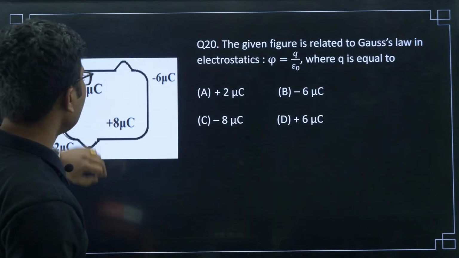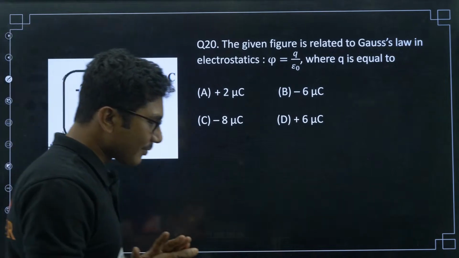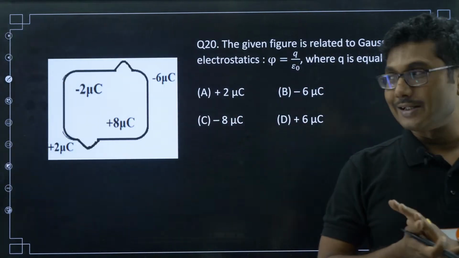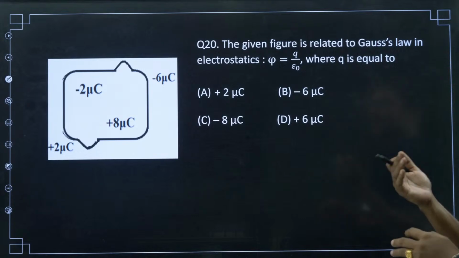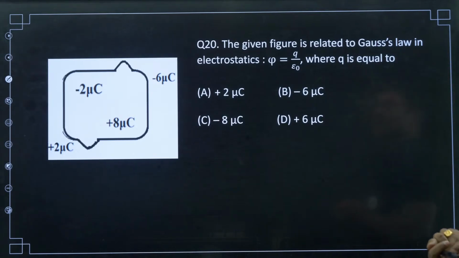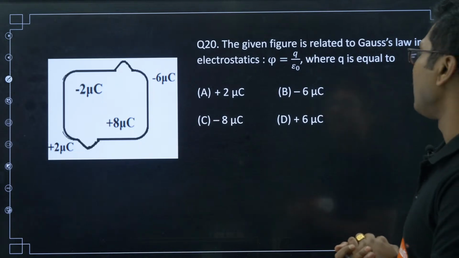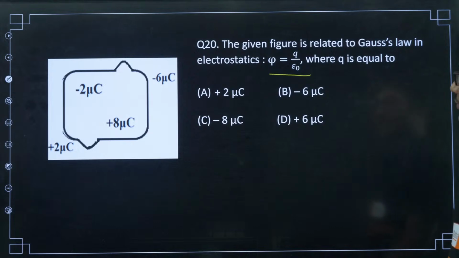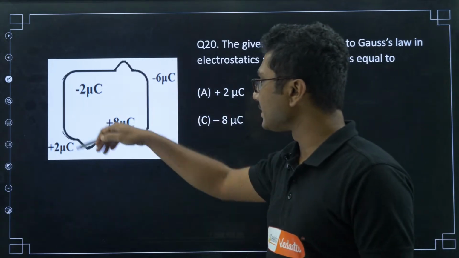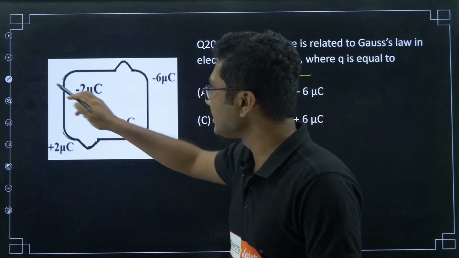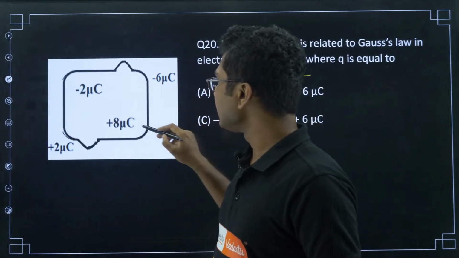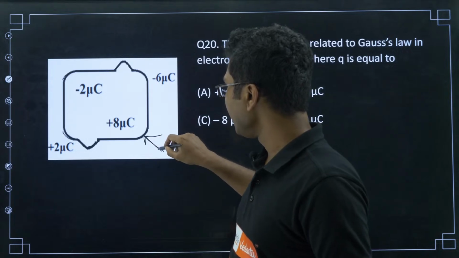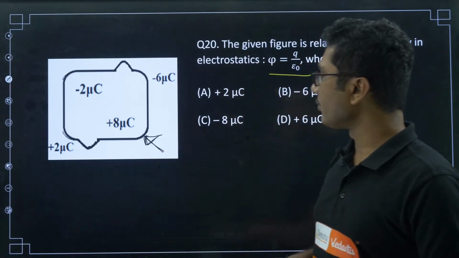Now, let us move on to the next question. Guys, I have to finish this quickly, so answer quickly. Question number 20: the given figure is related to Gauss's law in electrostatics, epsilon naught phi equals Q by epsilon naught, where Q is equal to what? So, what is the Q in this case? This is the Gaussian surface. Now, answer this correctly, easy question.